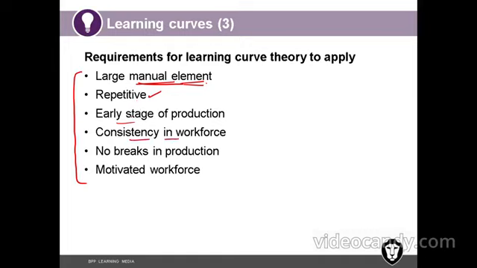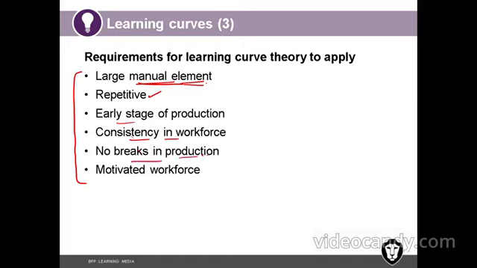Consistency in workforce. That means if you have high labor turnover, if new laborers are joining frequently, then the learning curve will not continue. Meaning, one person learns and he becomes faster. A couple of days he leaves. A new person joining cannot continue at the same learning curve where he stopped. He will start fresh. So for the learning curve impact, same work, same working conditions, same machinery, same material, same people must be doing it. No breaks in production.